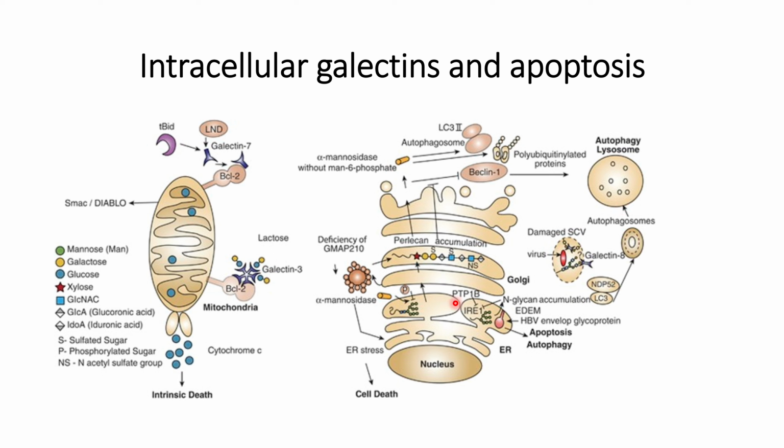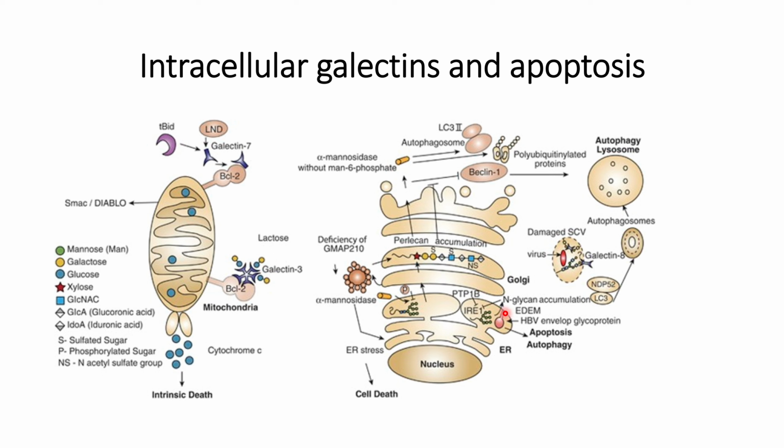and this damaged SCV will be recycled back for further regular protein formation. So this is how galectin 8 prevents the apoptosis of the cells by autophagy and lysosomes.